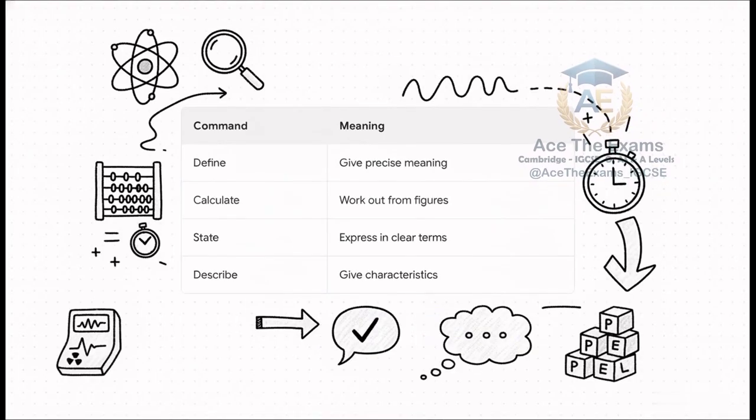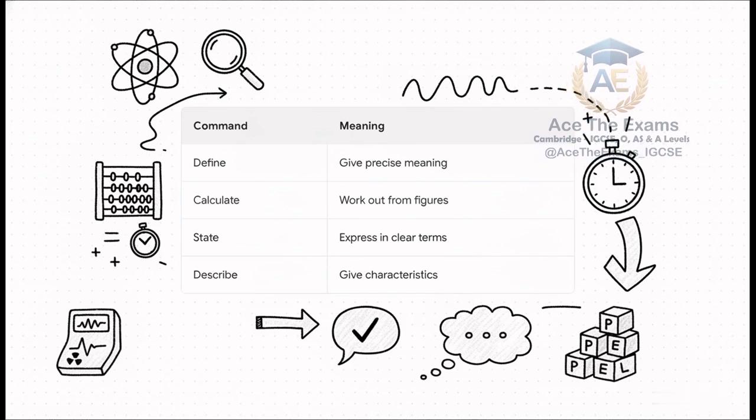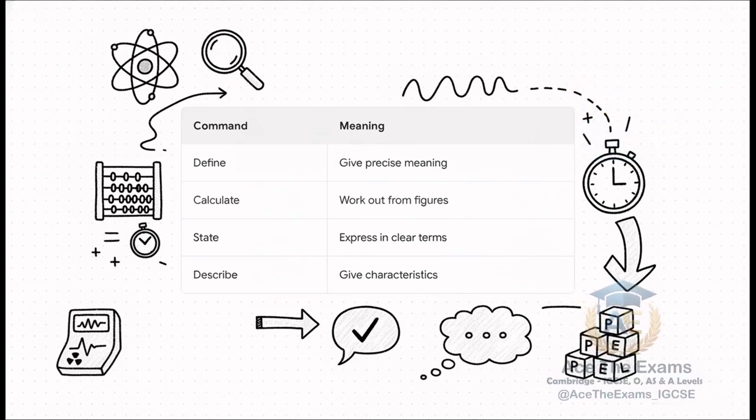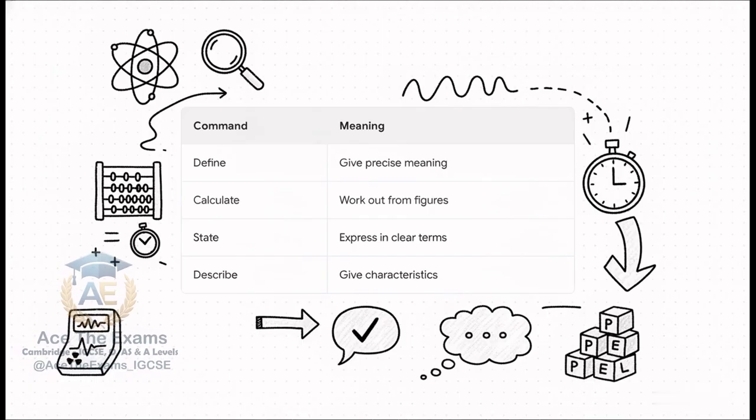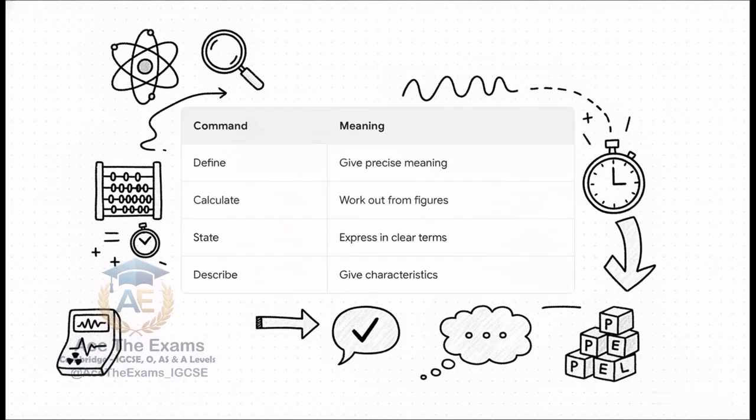The absolutely crucial point is knowing the exact expectation behind every single word. When asked to define half-life, you must be incredibly precise, giving the exact textbook meaning. If asked to calculate, you must explicitly show your working out from the given facts. No working out, no marks, even if the final number is perfectly right. State means you don't need a long, rambling explanation. Just express the answer in clear, short terms. It's a quick 1-second mark.